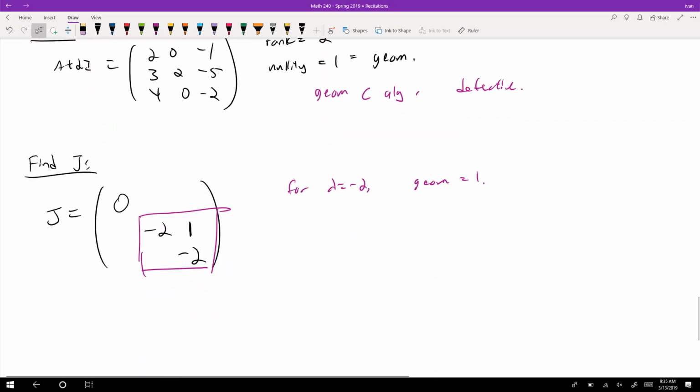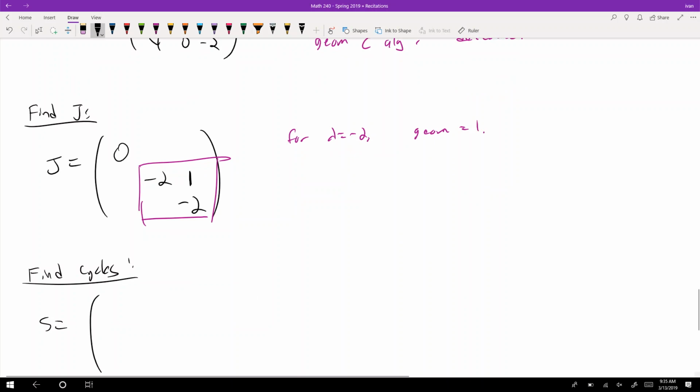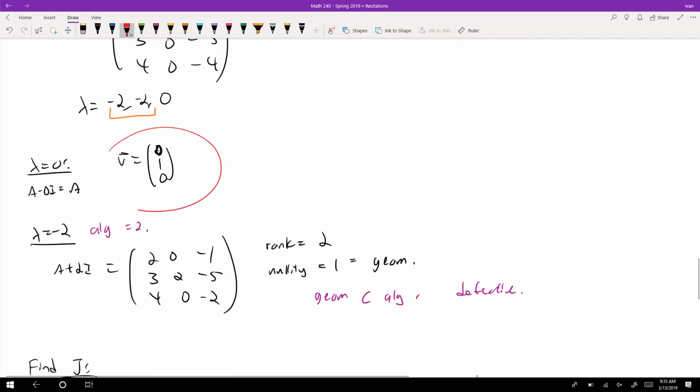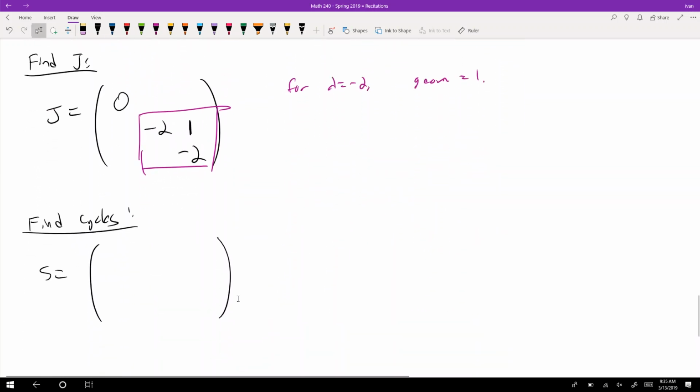All right, so now we want to find the cycles, and we want to put them in S. So here's the thing: with 0, it's just the eigenvalue by itself, so we don't have to worry about any generalized eigenvectors. Okay, so S is going to be the exact same thing as in diagonalization, where we just match up the eigenvector with 0, and we just put that in the first column. All right? So there's no cycles needed for lambda equals 0. And so our eigenvector is 0, 1, 0, and that just goes straight in the first column, matching that lambda equals 0.